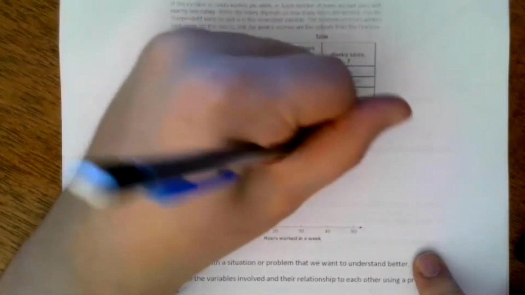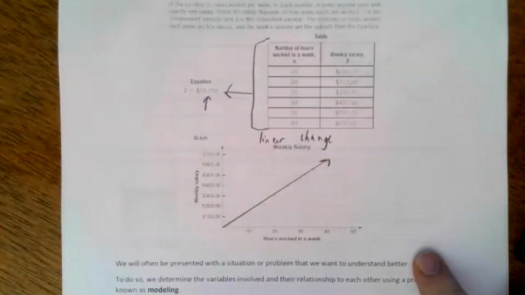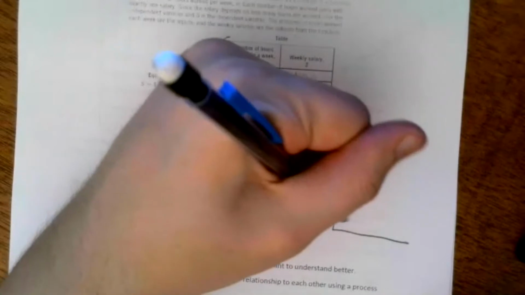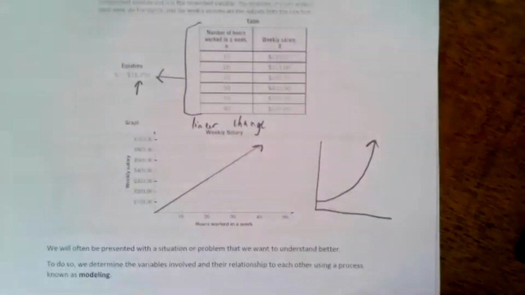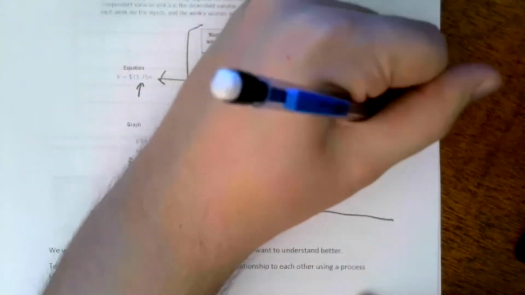If you have a straight line on a graph, that's going to show linear change. So if you see a straight line when you graph something, that's a linear change. And if you have a graph that starts curving, maybe something like this, that's going to be your exponential change, or your geometric sequence, either one.